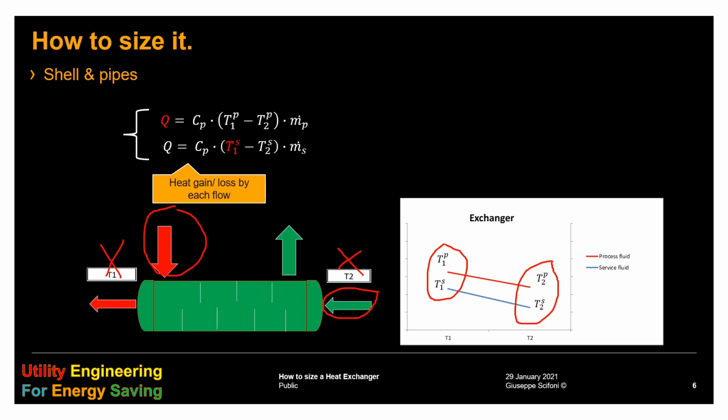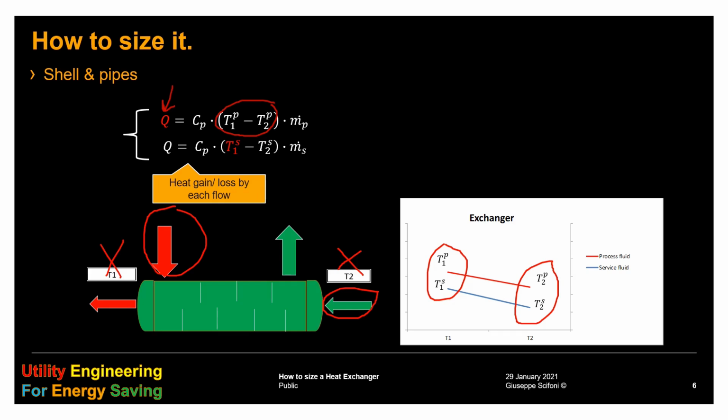We have three equations at disposal. The first equation says that the heat lost by the process is equal to the product of the heat capacity, Cp, the mass flow, Mp, and the delta T, T1P minus T2P. This is the difference between the entry and leaving condition. By means of it, we can determine the value of Q, the heat flow, in kilowatt.